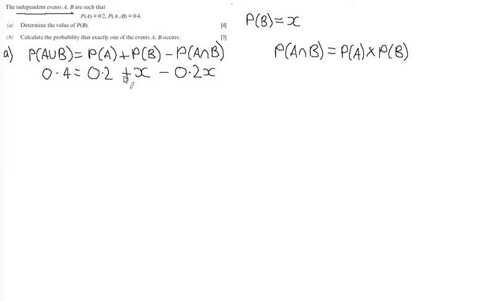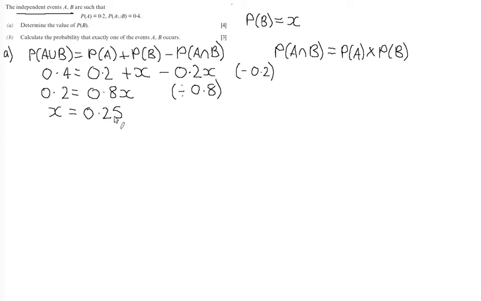Okay, so I'm going to subtract 0.2 from both sides and tidy up these x's. So on the left hand side I've now got 0.2, and this is going to be equal to x take away 0.2x, which is 0.8x. I'm going to divide both sides by 0.8, and we'll get a value that x equals 0.2 divided by 0.8, which is a quarter, and in this case I'm going to write it as a decimal because it's going to help me for part B.